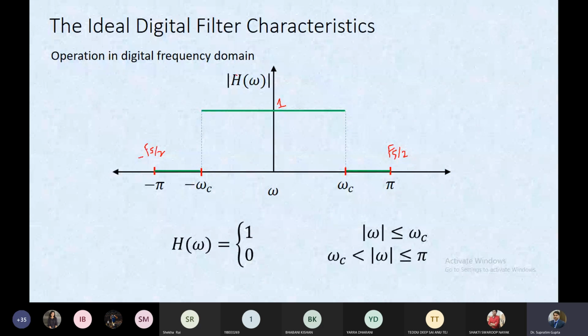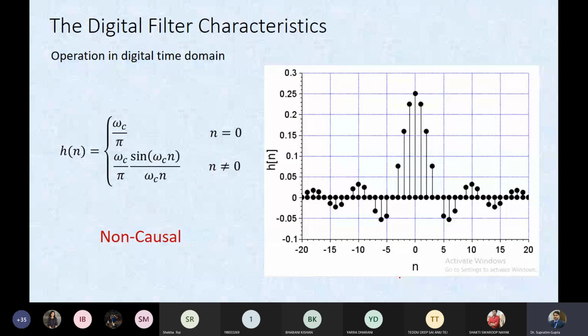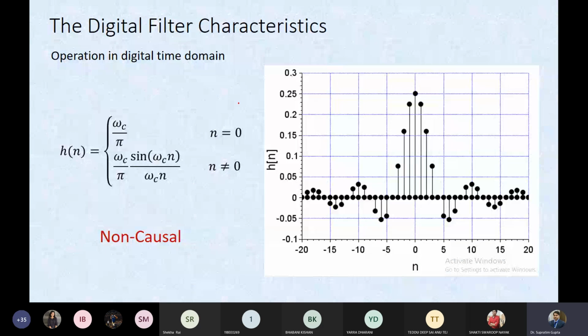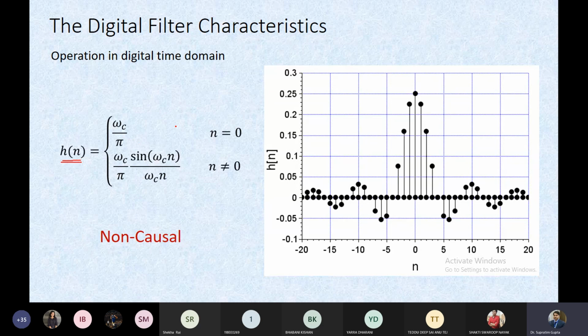So our ideal characteristics is 1 within omega c and 0 beyond omega c. So this is in the frequency domain. If I just take this and invert it, using the inverse Fourier transform, we'll get h[n]. And what is h[n]? h[n] is the impulse response of the system, right? So that impulse response would be omega c by pi at n equal to 0, and for the remaining n, omega c by pi into the sinc function, sine omega c n by omega c n.